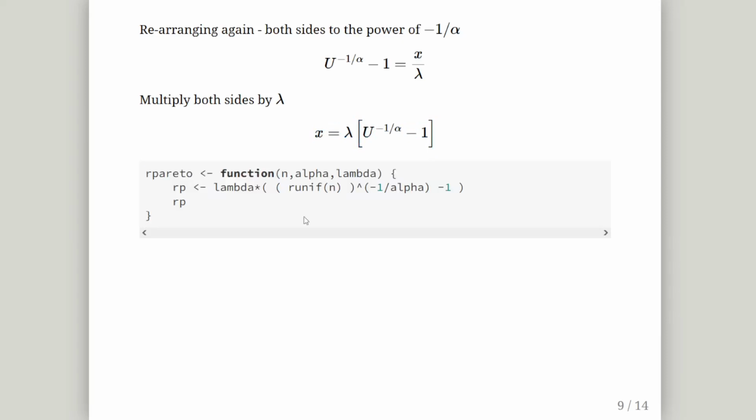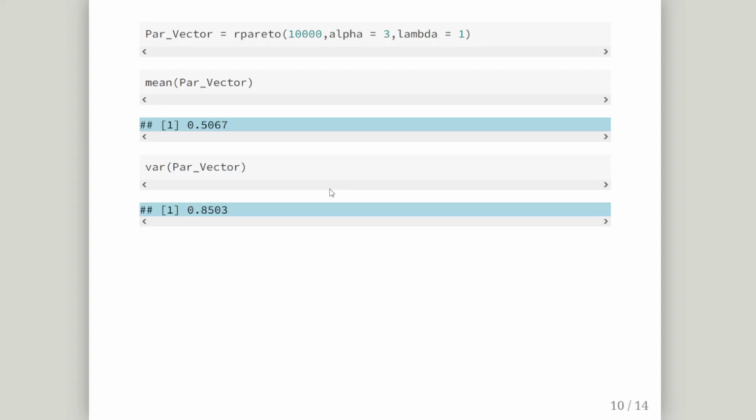For the sake of emphasis, we just clarify that the uniform variates are generated by runif, and there are N of them, so we can simulate multiple values, N values. Okay, now, here we have set up our function, and I think I made a little mistake there. I asked for 1,000, but we have 10,000 here, but we'll just go with it. Okay, so it's 10,000 now, it's not a big deal. Alpha equals 3 and lambda is equal to 1. So this is the Pareto vector, power vector. The mean of the power vector is 0.5067. And the variance there is 0.8503.